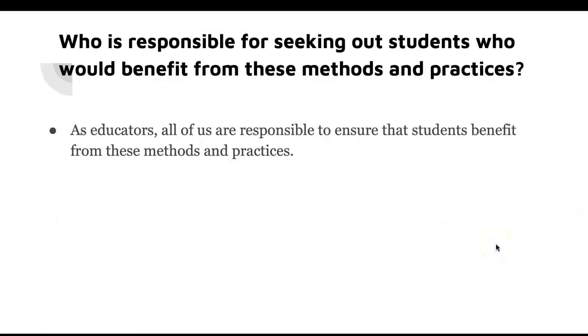So who is responsible for seeking out students who would benefit from these methods and practices? We are, as educators. We are responsible to ensure that all of our students benefit from all those methods and practices. It is our job to make sure that they all take advantage of all of those practices.